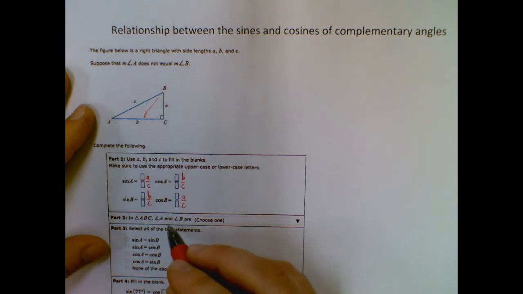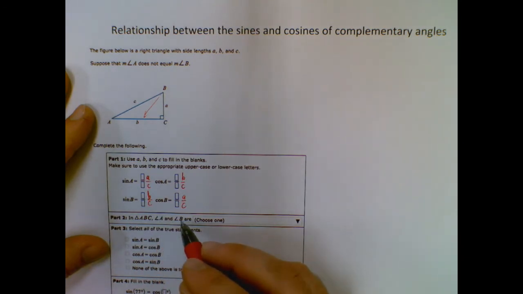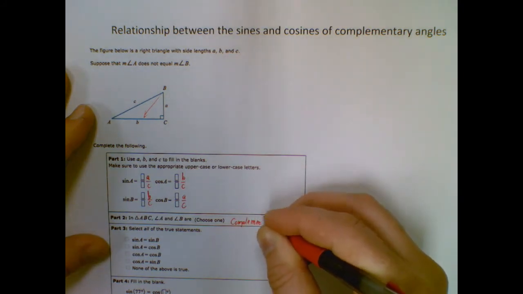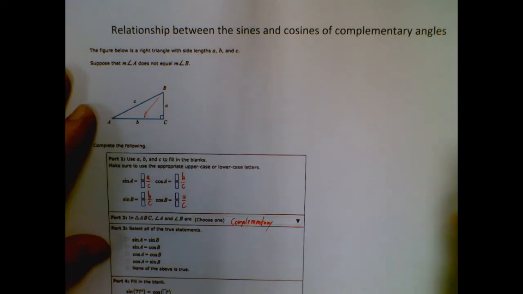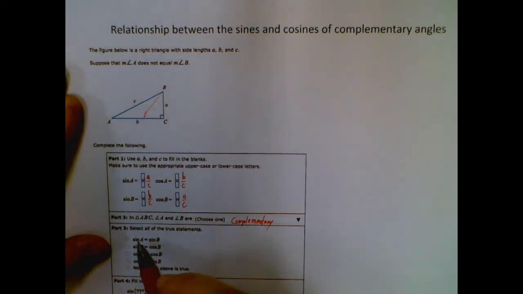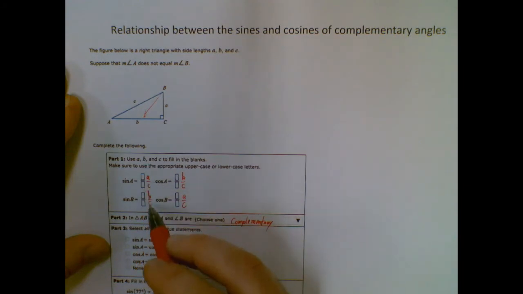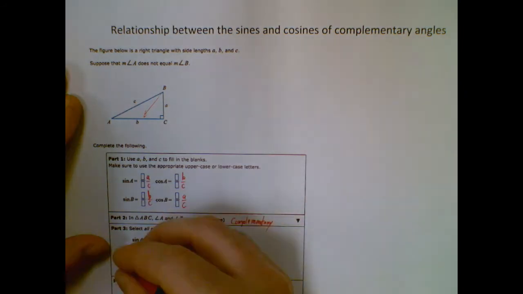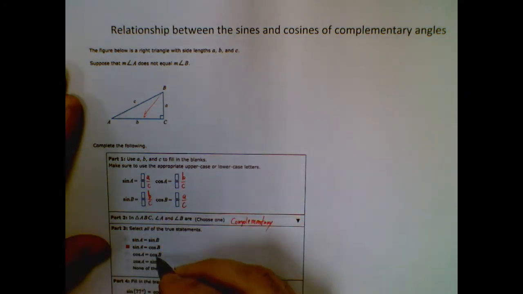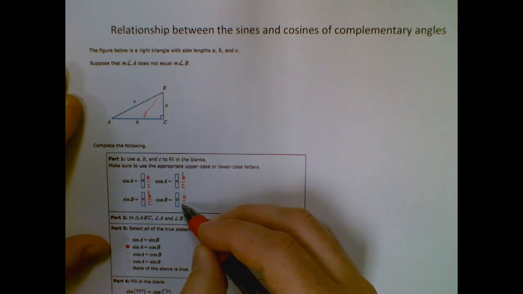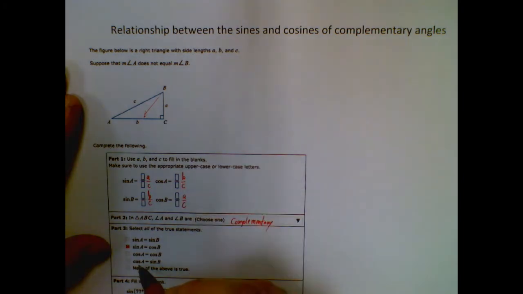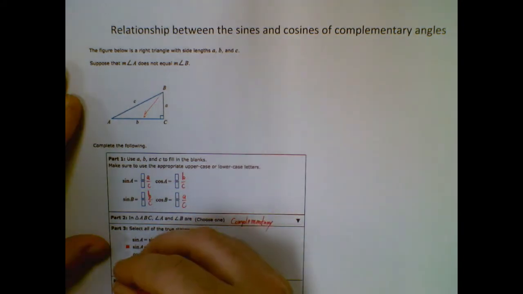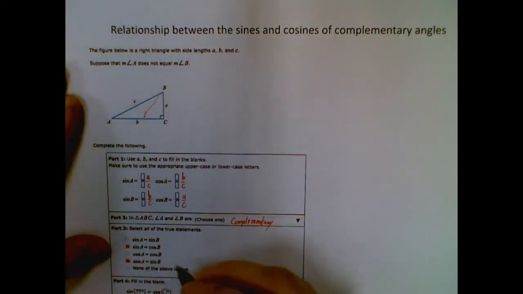So in triangle ABC, angle A and angle B are complementary because they have to add up to 90. Okay. So select all the true statements. Is sine A equal to sine B? No. False. Sine A equals cosine B is true. Cosine A is equal to cosine of B is false. Cosine of A is equal to sine of B is true. None of the above? Okay, well that's false because two of them are true.